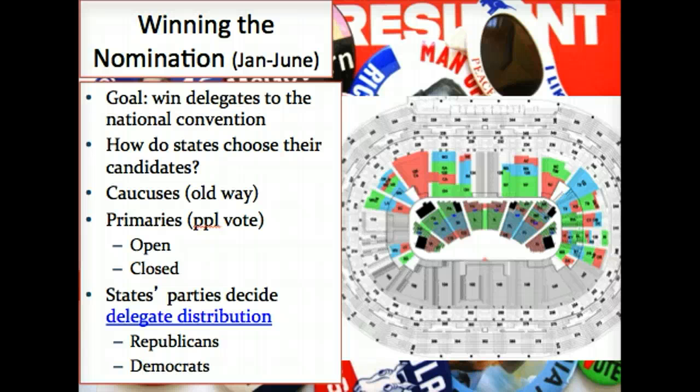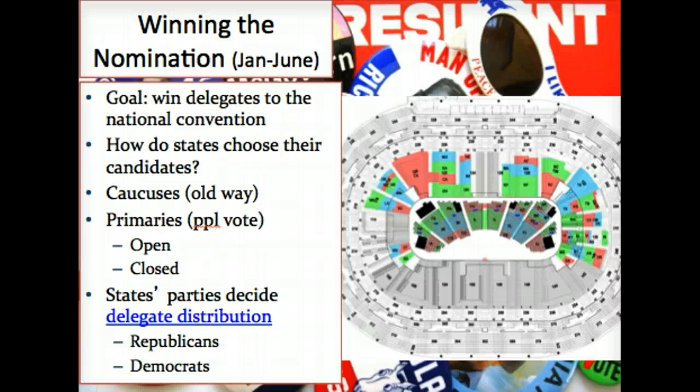The way that you win delegates to go to the National Convention and support you is to win primaries at the state level. So states are given delegates. States are going to choose their delegates either through primary elections or caucuses. Caucuses are more of an old-fashioned way of choosing delegates for your state. Caucuses consist of a meeting of a state party or state party leaders, and they'll choose the delegates to go to the national convention. Now that's the old way.